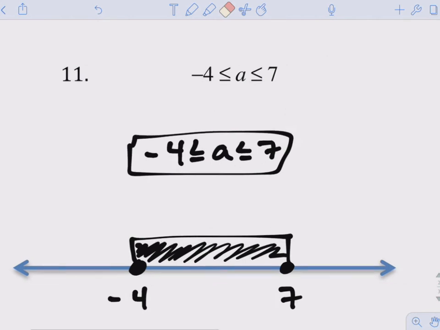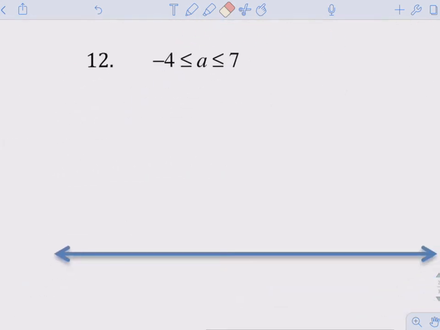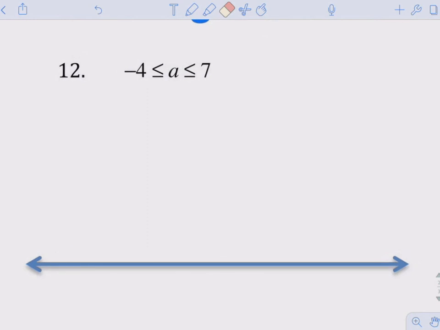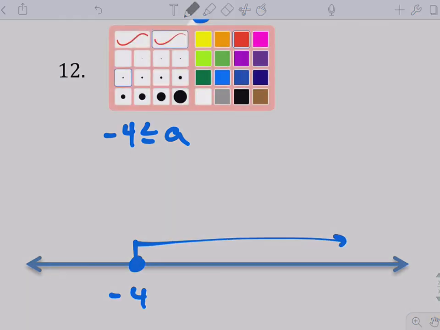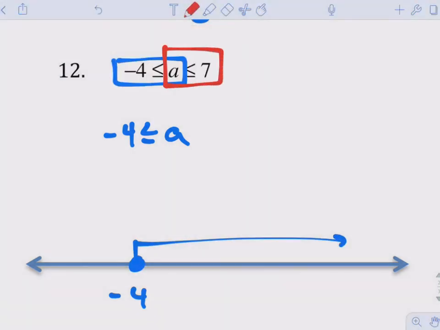So let's look at this one again. When I look at this longer, complex inequality, I actually see two inequalities buried within it. One of them says that -4 is less than or equal to a. And okay, we can graph that, -4 is less than or equal to a, so to the right. But another one says that at the same time, a is less than or equal to 7.